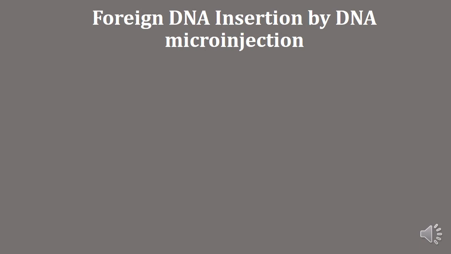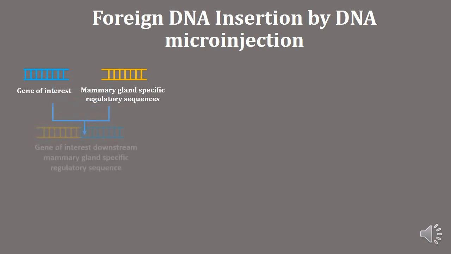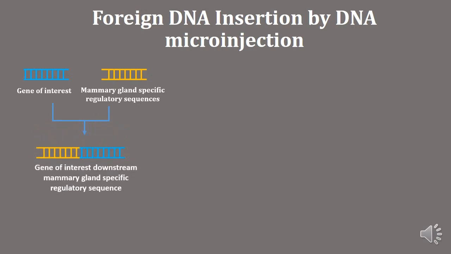So what we need here is our gene of interest, which is our therapeutic gene we want to express, and we need an expression vector which contains mammary gland specific regulatory sequences. We will clone our gene in this expression vector under the control of these regulatory sequences. This expression vector at the end of this process will lead to the expression of our gene of interest in the milk of the transgenic animal.